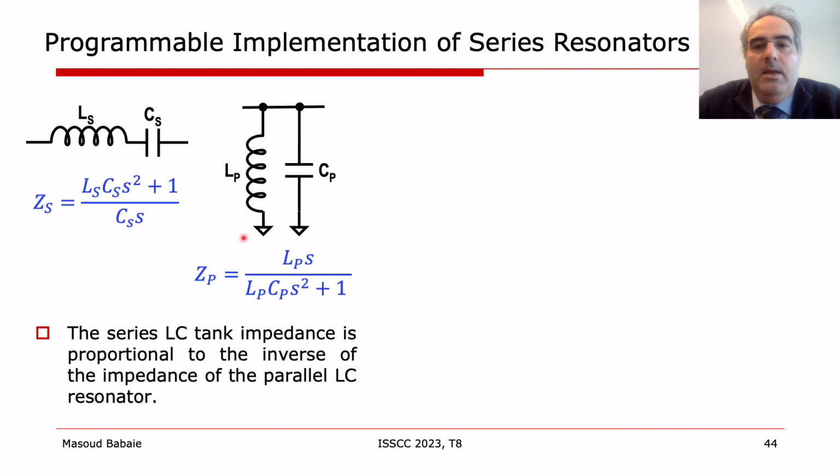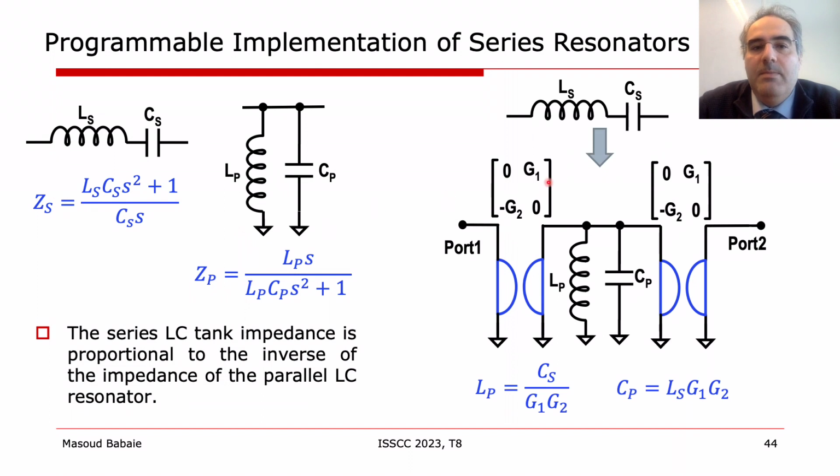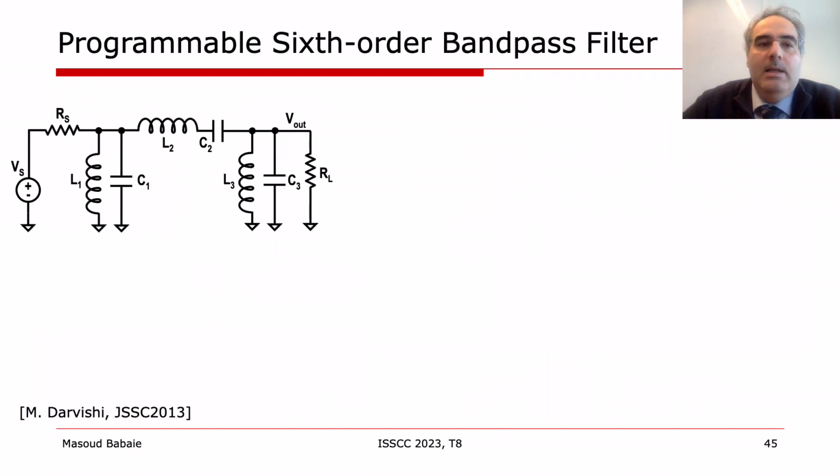Interestingly, the impedance of a series LC tank is inversely proportional to the impedance of a parallel LC tank. Consequently, we can replace a series LC resonator with two gyrators and a parallel LC tank. We can also use these two simple equations to calculate the value of LP and CP based on G1, G2, CS, and LS. Let's go back to our 6th-order bandpass filter.